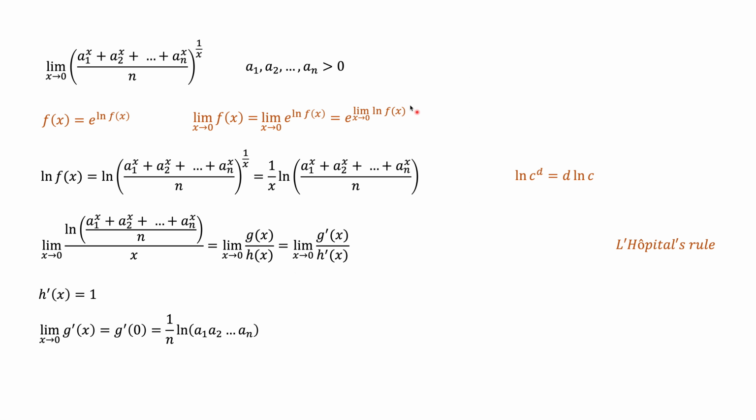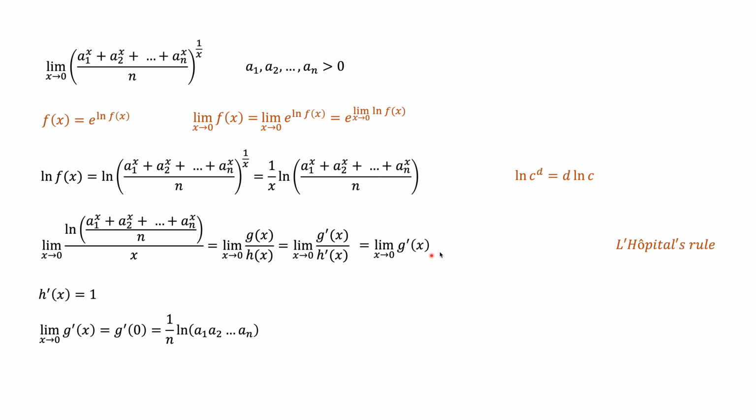So we are calculating the limit of log of f of x. And this is what it is. And we use the L'Hopital rule to get this expression for this limit. Now, derivative of h is 1. So really this limit is simply the limit of g prime when x goes to 0. And that limit we just calculated, and that limit equals 1 over n times logarithm of the product of those a's.